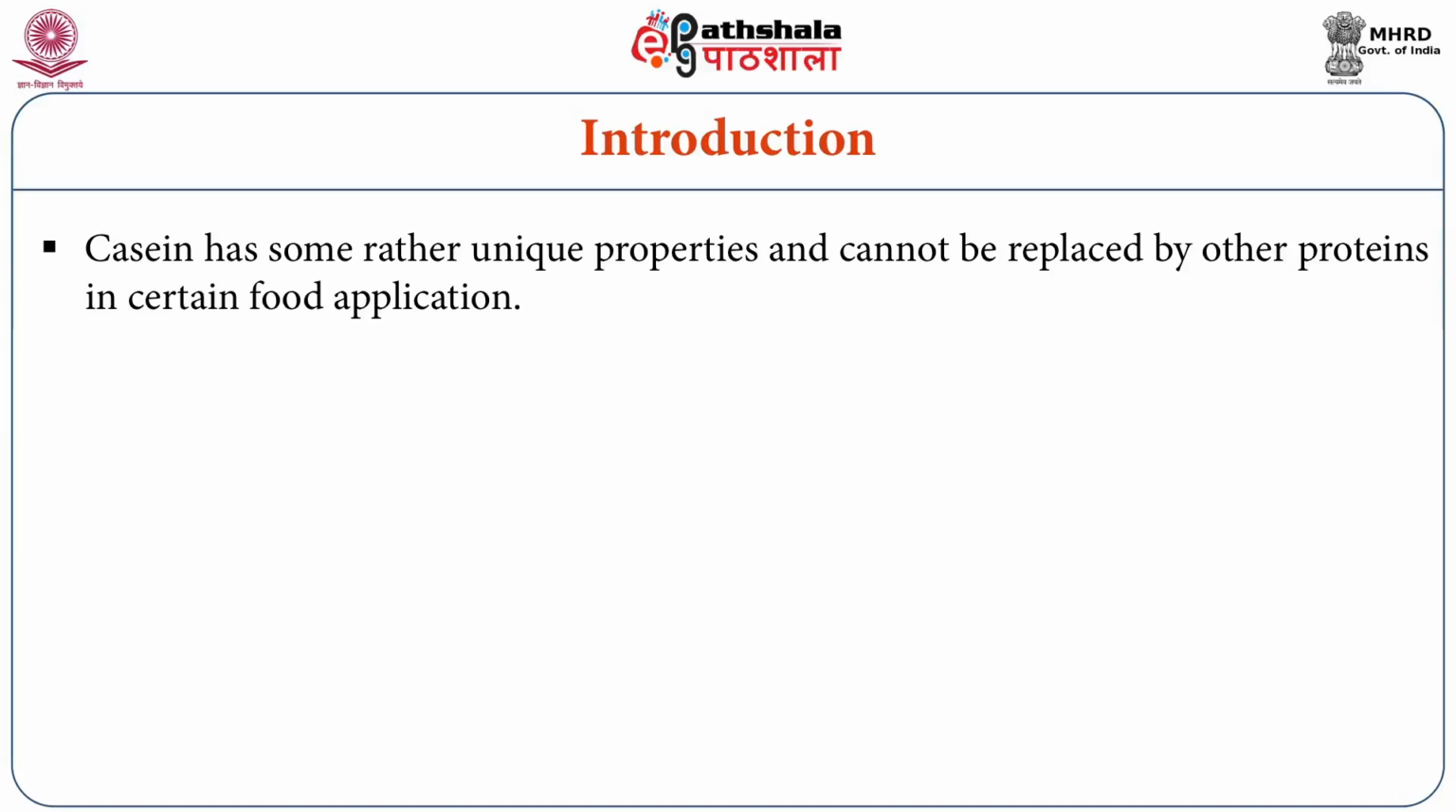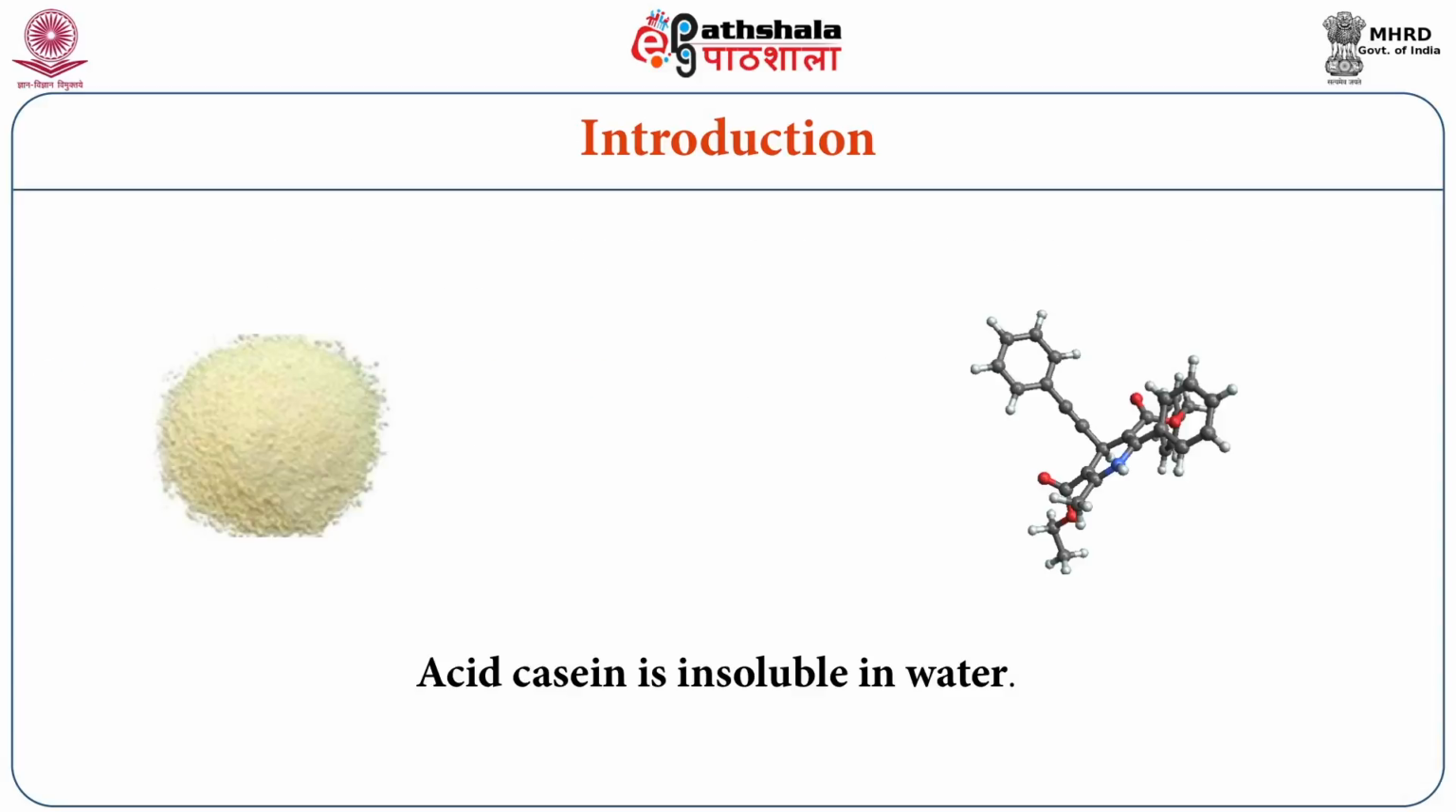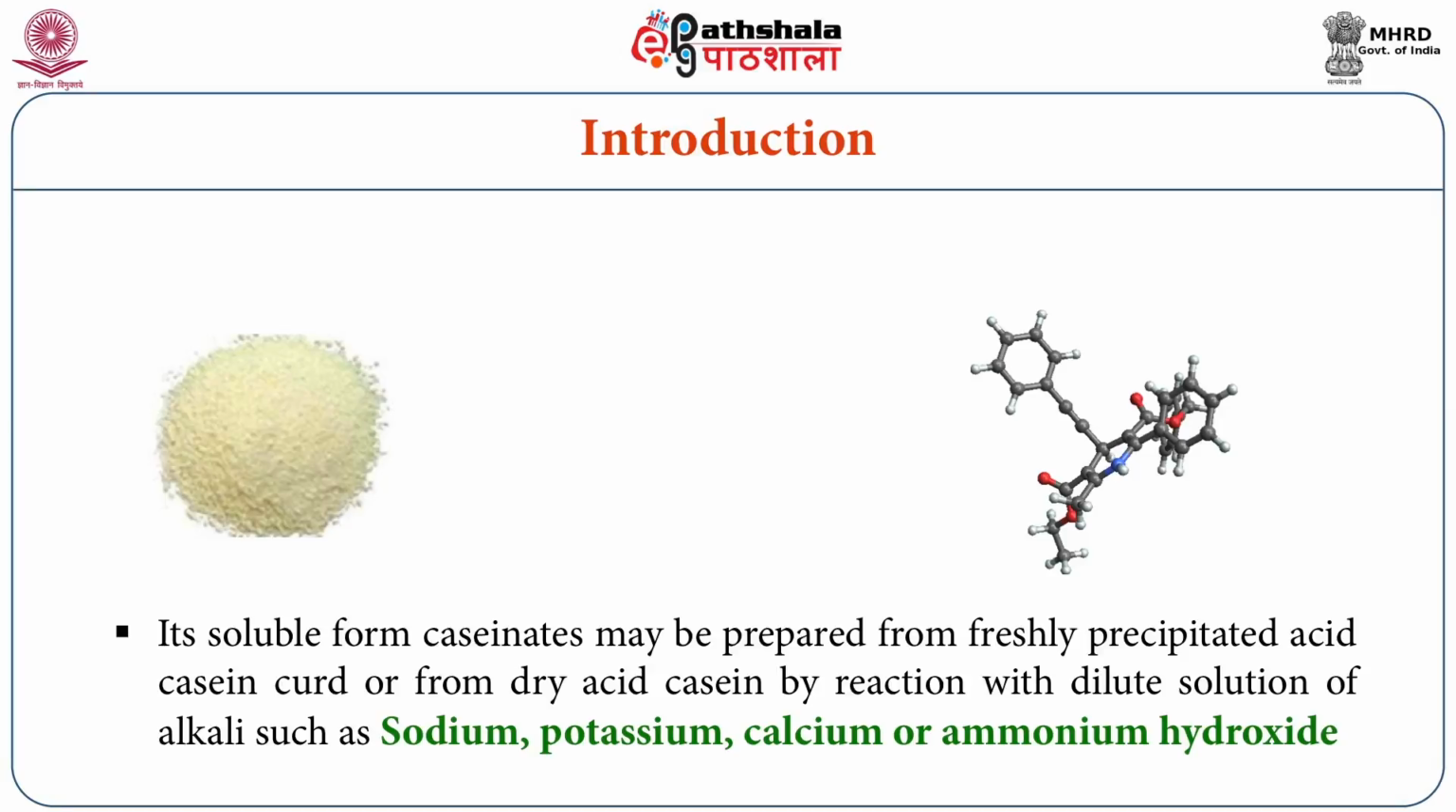Casein has some rather unique properties and cannot be replaced by other proteins in certain food applications. Edible casein and caseinates are long established dairy byproducts finding use in many dairy and food products. Acid casein is insoluble in water. Its soluble form, caseinates, may be prepared from freshly precipitated acid casein curd or from dry acid casein by reaction with dilute solution of alkali such as sodium hydroxide, potassium hydroxide, calcium hydroxide or ammonium hydroxide.